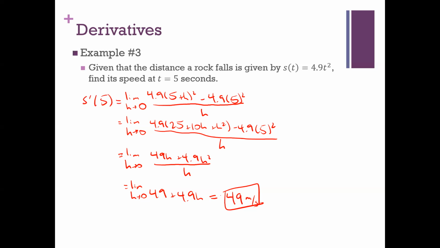And that on the bottom one, that's 4.9, not 49, right? The left-hand term is 49. The right-hand term is 4.9h. The 4.9h gets annihilated when I evaluate the limit. Yeah, right. All right. Let's go ahead and keep going.